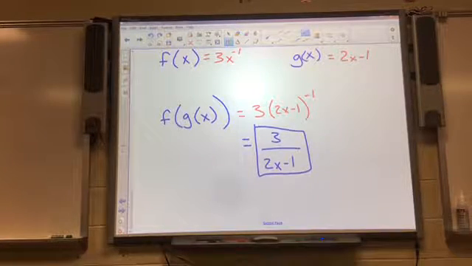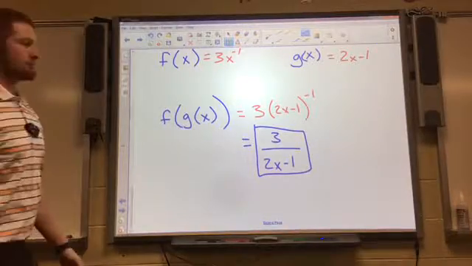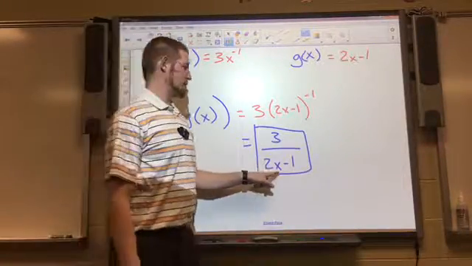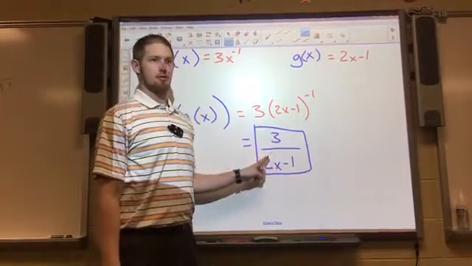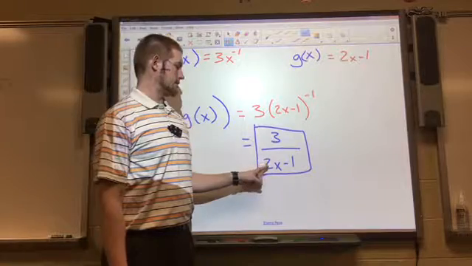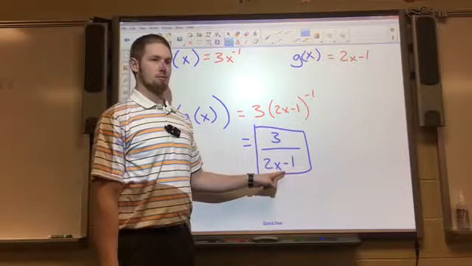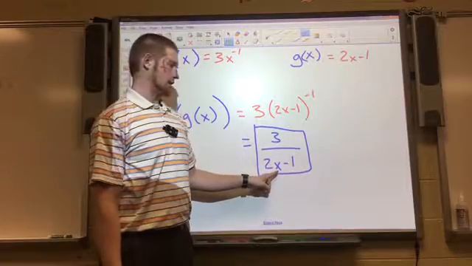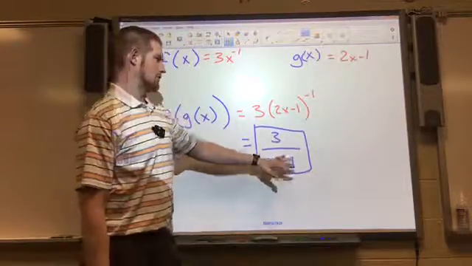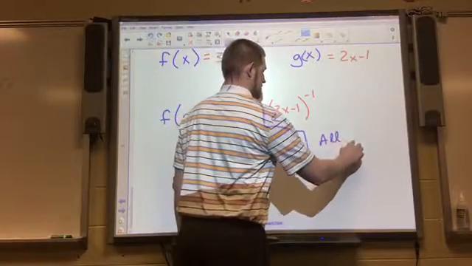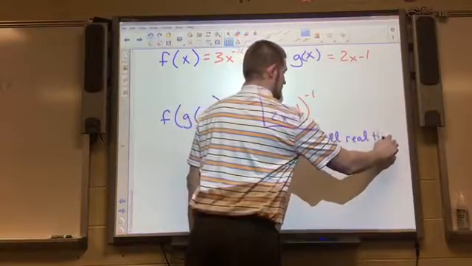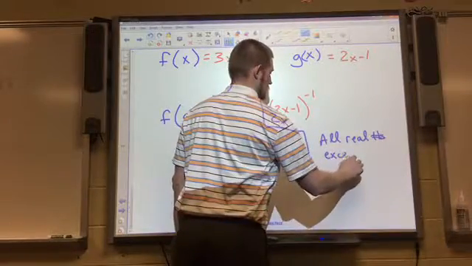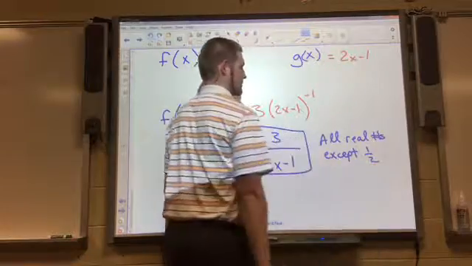Now our catch is, what is the domain? Is there any reason why... Now, you've got to be careful. Can you have a 0 in the denominator? No. So what number would give us 0? 1/2, right? Because 2 times 1/2 is 1, minus 1 is 0. So this can be all real numbers except positive 1/2, right?